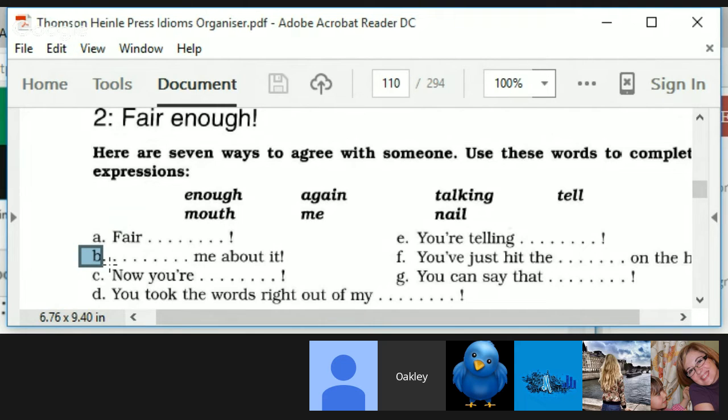Okay. Is this a strong agreement? What are you saying when you say tell me about it? Is it strong, weak, medium? I think it's strong. It's pretty strong, and it's strong because when you say this, it means that you have been through exactly the same thing.